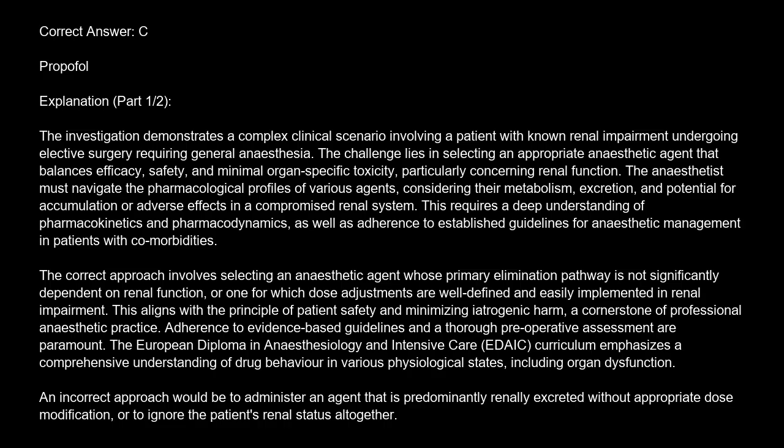This requires a deep understanding of pharmacokinetics and pharmacodynamics, as well as adherence to established guidelines for anesthetic management in patients with comorbidities. The correct approach involves selecting an anesthetic agent whose primary elimination pathway is not significantly dependent on renal function, or one for which dose adjustments are well-defined and easily implemented in renal impairment. This aligns with the principle of patient safety and minimizing iatrogenic harm, a cornerstone of professional anesthetic practice. Adherence to evidence-based guidelines and a thorough preoperative assessment are paramount.